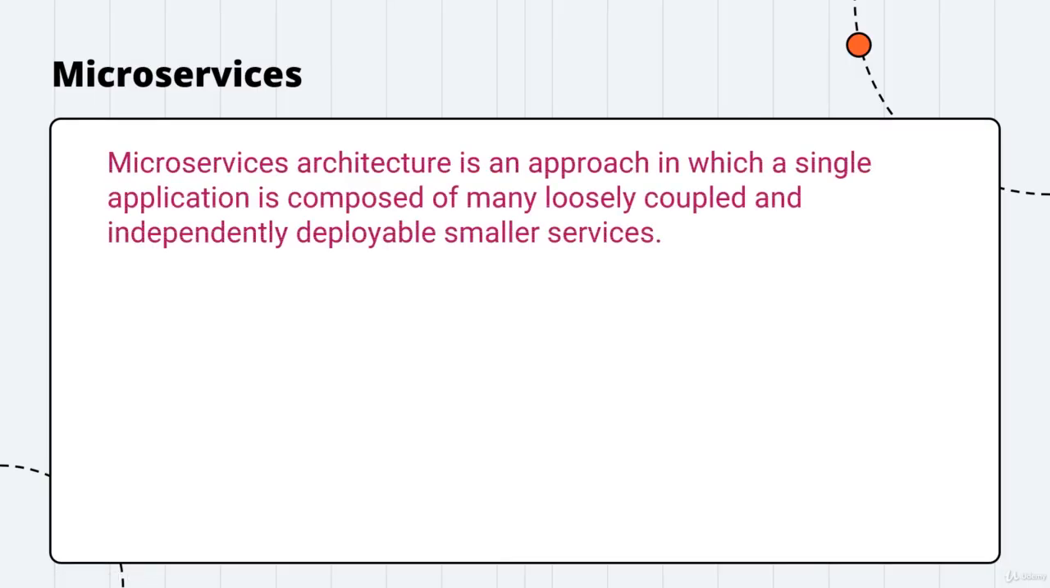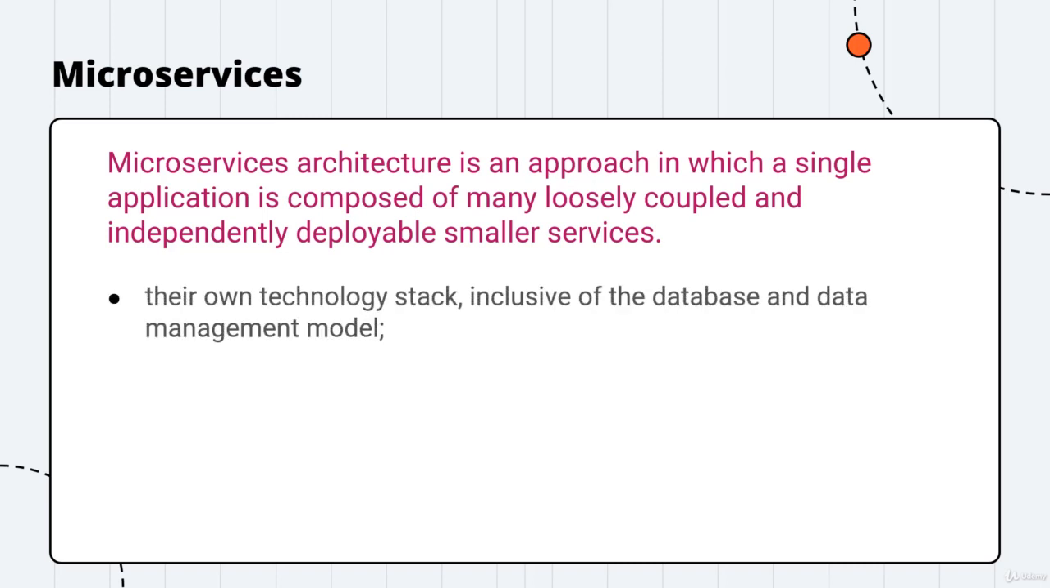Microservices architecture is an approach in which a single application is composed of many loosely coupled and independently deployable smaller services or APIs. This architecture is slightly different than a monolithic application in which everything is coupled together in a single application. Because of that, microservices have their own technology stack, inclusive of database and data management model.